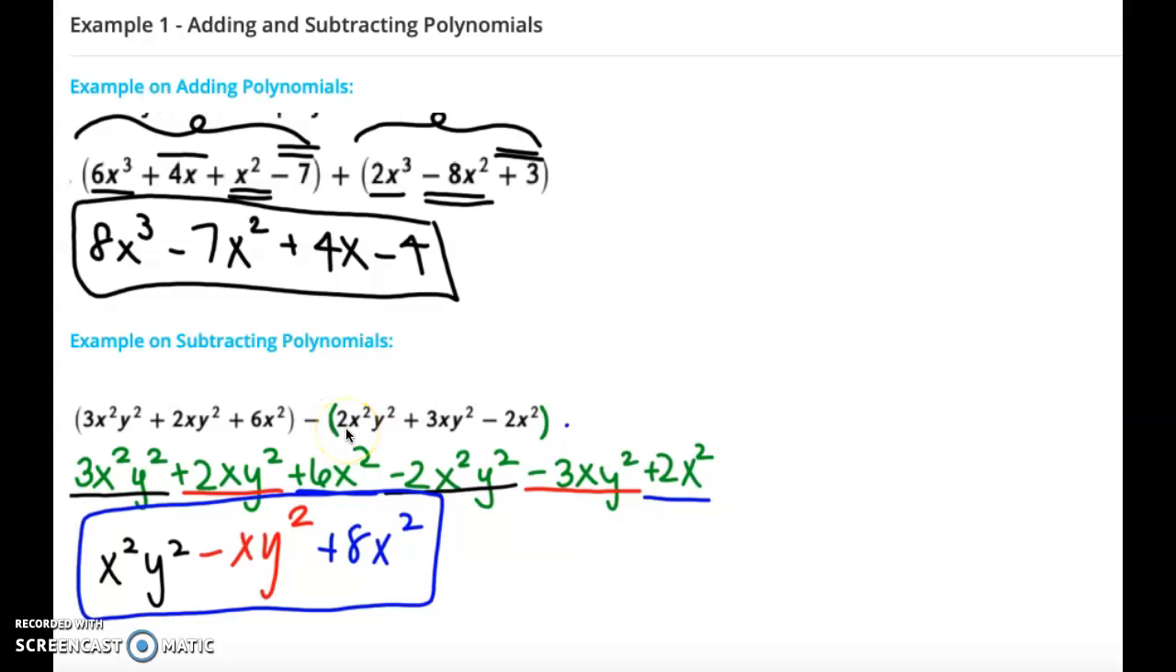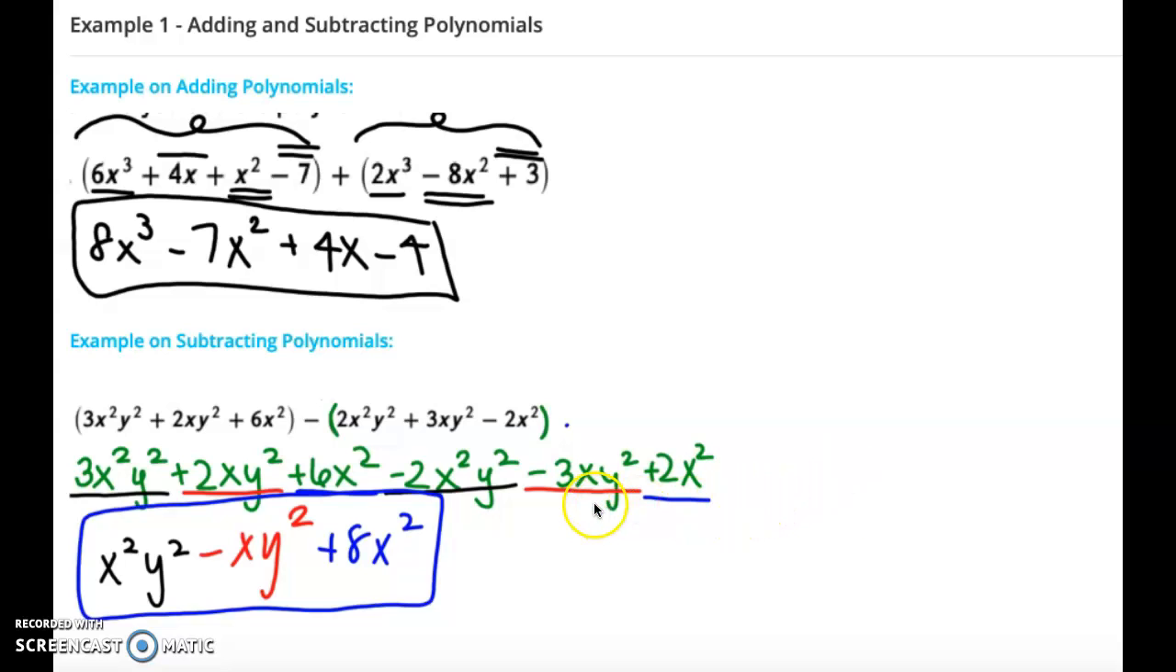Inside the parentheses, this is a positive 2x squared y squared. I'm going to distribute that negative, that subtraction. So the positive becomes a negative 2x squared y squared. The positive becomes a negative 3xy squared. And the negative to a negative becomes a plus, a positive 2x squared. Then we go through and combine like terms just like we did before. But that's the main difference. You have to remember to rewrite it after you distribute the negative.